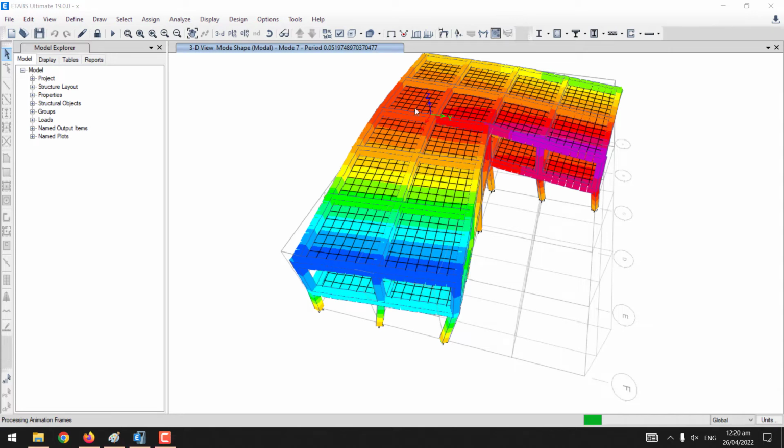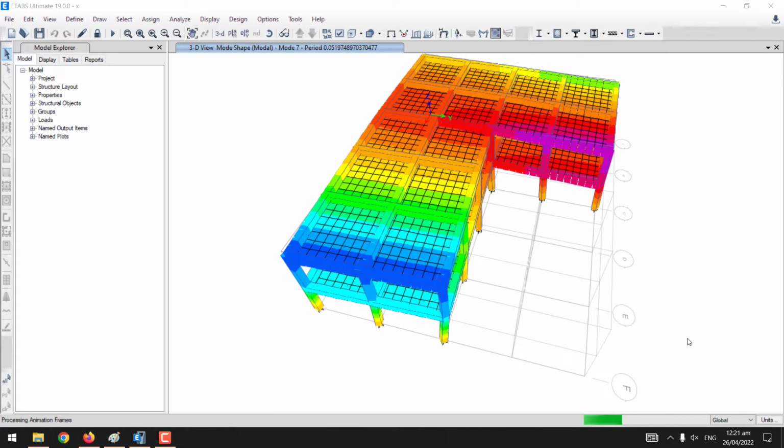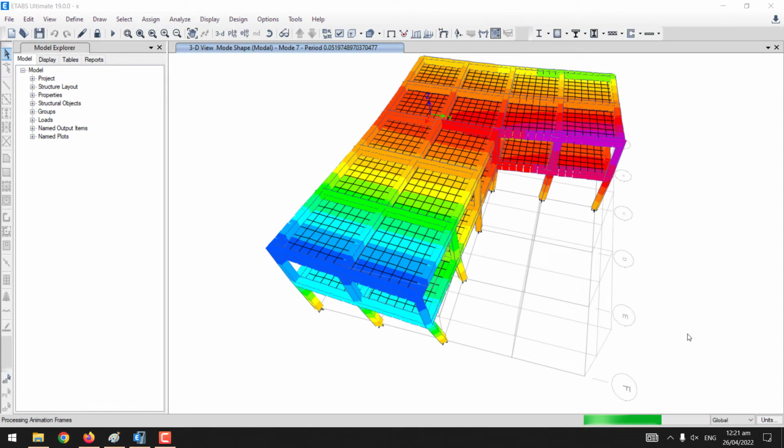A building's configuration and its irregularities can have a significant effect on how it responds to seismic loads during an earthquake. Regular configurations, such as square and rectangular shapes, are comparatively more resistant to seismic loads than irregular configurations like U, L, plus, and T shapes.